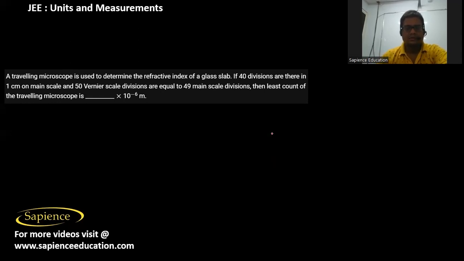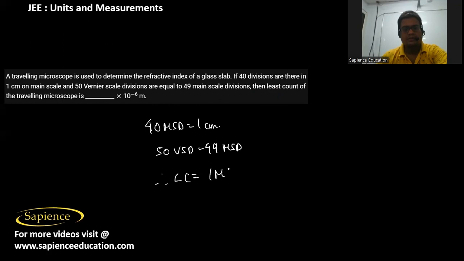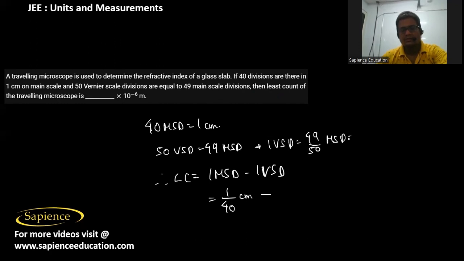Here it is told that if 40 divisions are there in 1 centimeter on the main scale, it means that 40 main scale divisions equal 1 centimeter, and 50 vernier scale divisions equal 49 main scale divisions. Then the least count of the traveling microscope is, so the least count, we know, is equal to 1 main scale division minus 1 vernier scale division. So 1 main scale division is 1 by 40 centimeter, minus 1 vernier scale division, which is 49 by 50 main scale division. That means it is 49 by 50 into 40 centimeter.